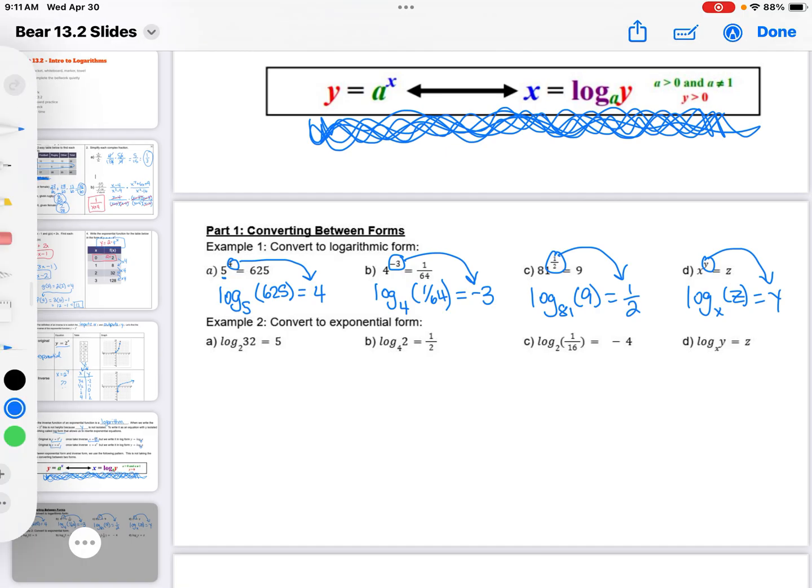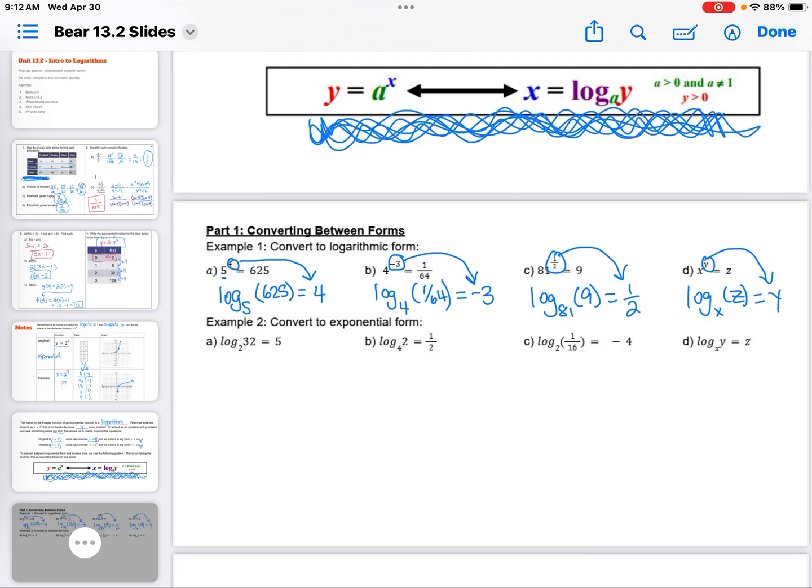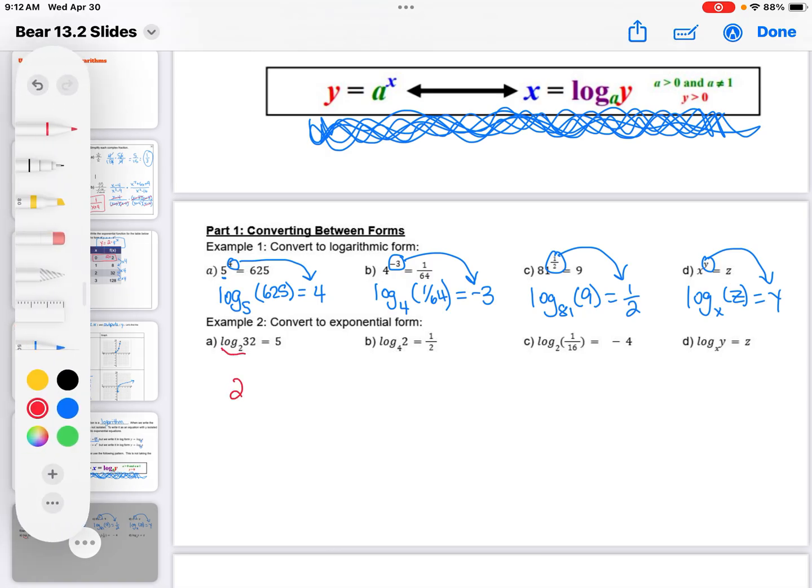Now, we can also go the other way. We can go from a log form to an exponential. To do that, we first identify the base of the log. So the base of this log is 2. Since the log is equal to 5, that becomes the exponent on the base. So 2 to the 5th equals 32.